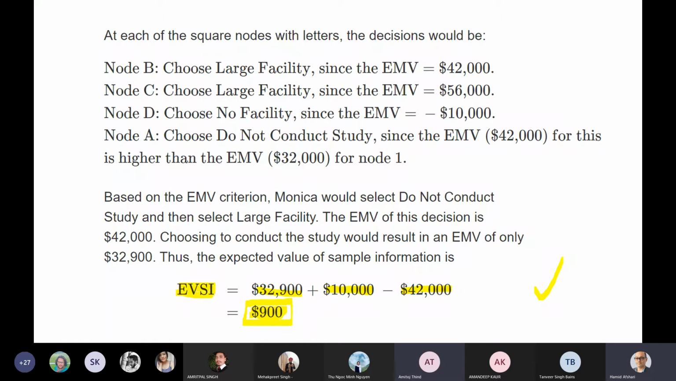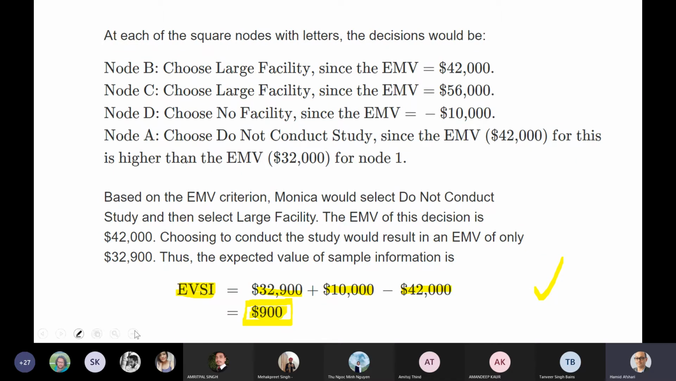Yes, sir. But you know, we don't have the expected value of perfect information here. So we first need to calculate that, and based on that value, we can go ahead with this one. So it needs to go back and calculate the expected value with perfect information. And if you do calculate those steps, definitely you can calculate.